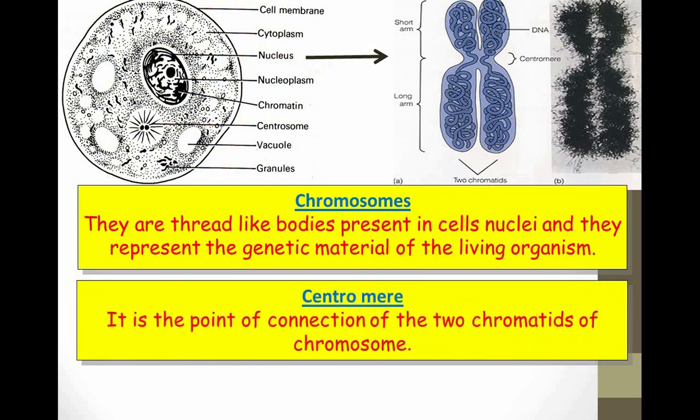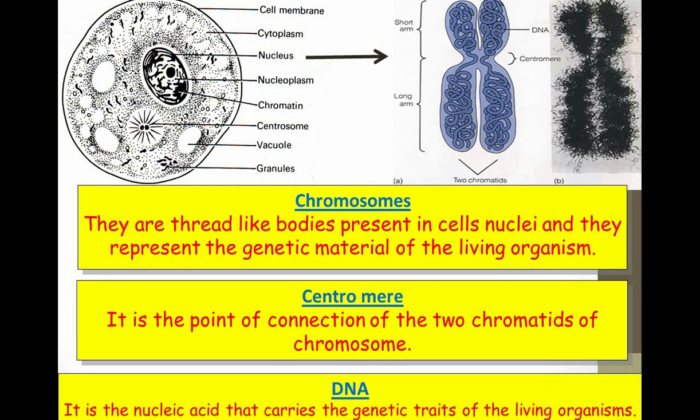Chromosomes consist of two threads, each one called a chromatid, and they are connected at a point in the middle called the centromere. The centromere is the point of connection of the two chromatids of a chromosome. Again, each chromosome consists of two threads connected at the center, each thread called a chromatid, and the point at the center called the centromere.